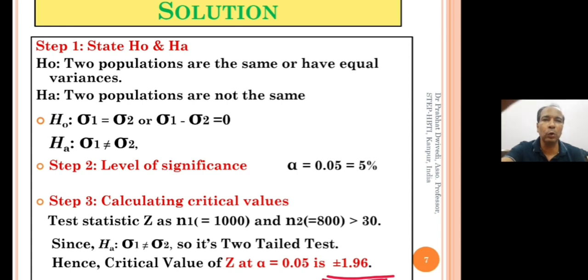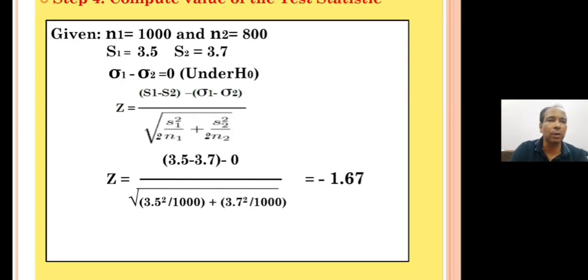Now let's see how we compute the Z statistic. In step 4 we learn how to compute the Z statistic. For this problem, the given values are: N1, sample size 1, is 1000, and the second sample size, N2, is 800.